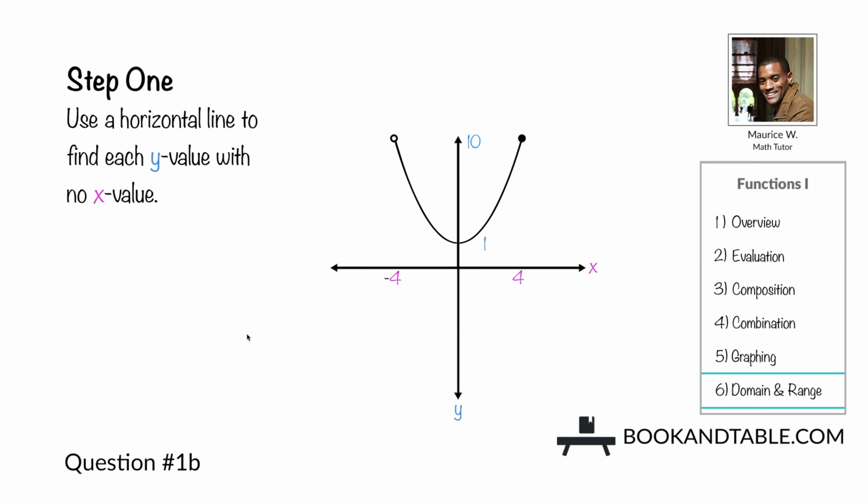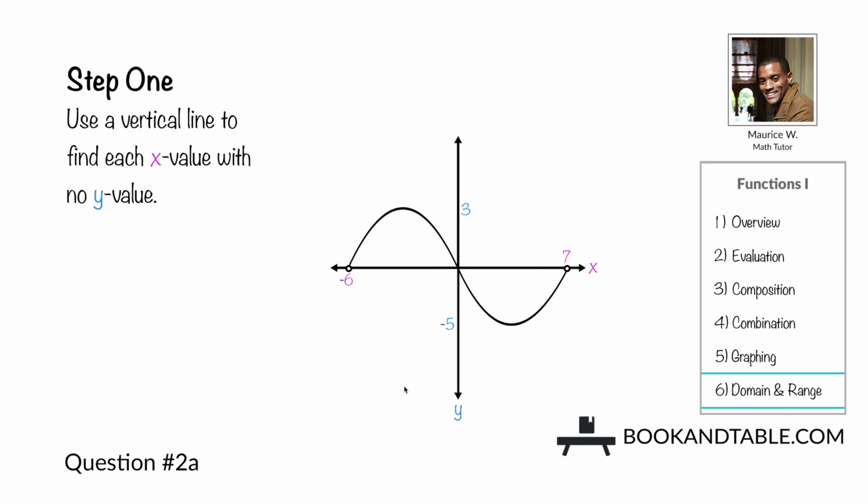Now we want to find the range. So step 1, use a horizontal line to find each y value with no x value. So we'll start at the bottom and work our way up. And we see that between y is equal to 1 and y is equal to 10, there is at least one x value for each corresponding y value. So the range would be from 1 to 10 and brackets on both sides, since at 1 we have a value and at 10 we have a value. So those are the answers for question number 1.